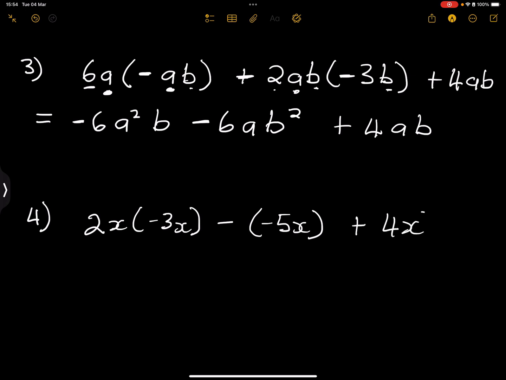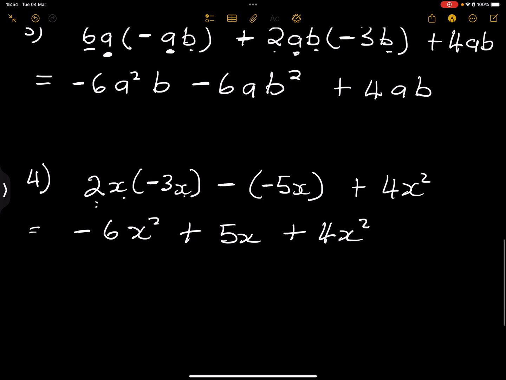Now let's quickly have a look at it. We've got a positive times a negative. That will give us a negative. So we multiply the coefficients. 2 times 3 will give us 6. x times x will give us x squared. Once again, negative times a negative will give us a positive. So plus, that's going to be 5x, and plus, that's 4x squared.